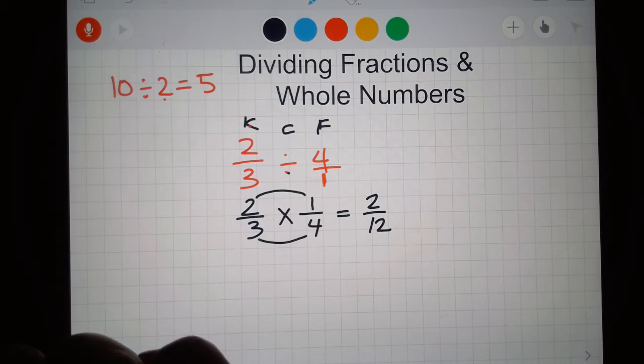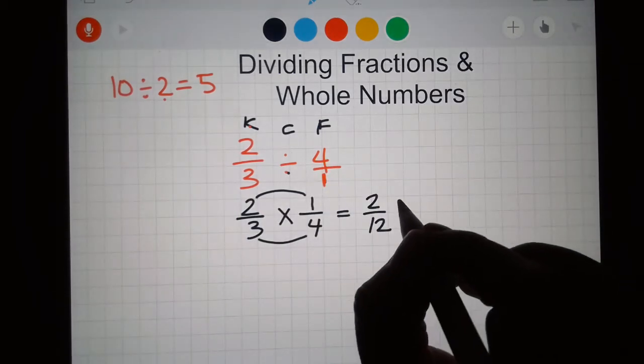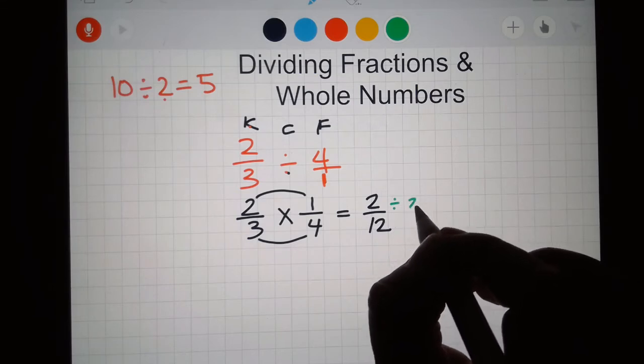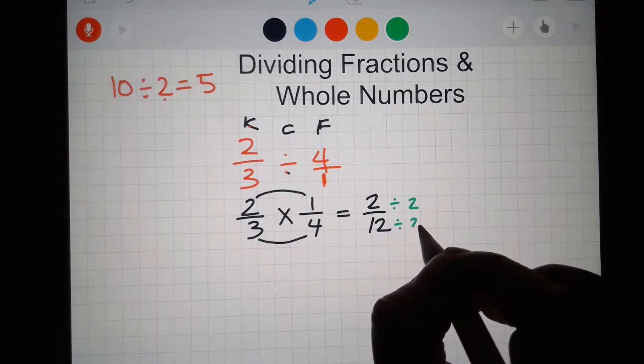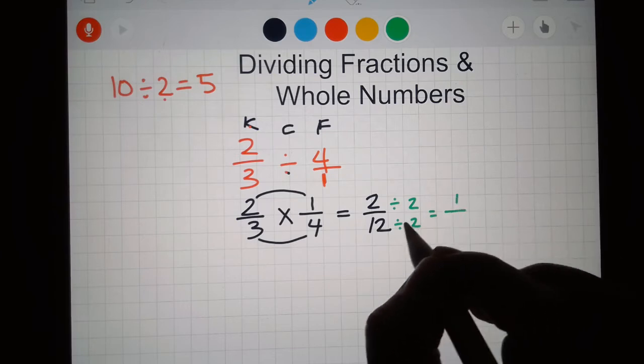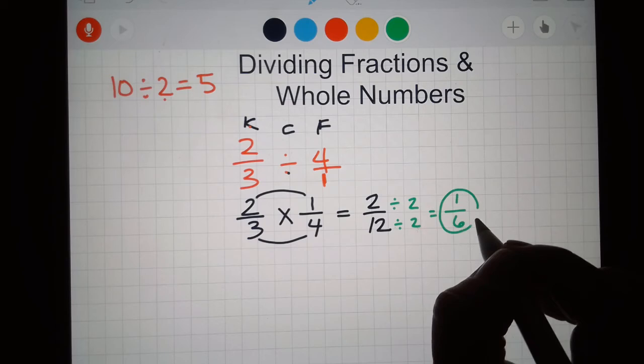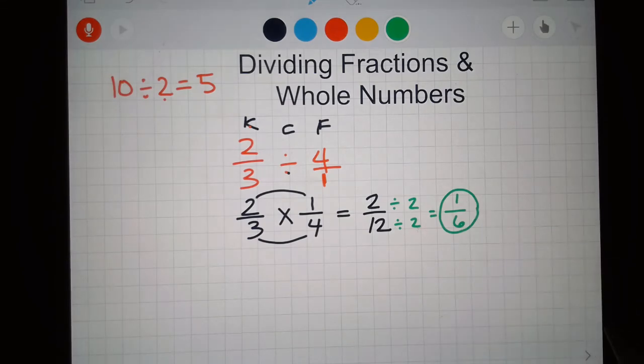But as we know, we can always try to simplify that. We can divide by 2. And so that would give us 2 divided by 2, which is 1. And then 12 divided by 2 is 6. Remember that as 5th graders, you're expected to simplify if it's at all possible.